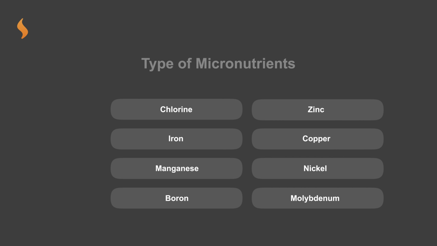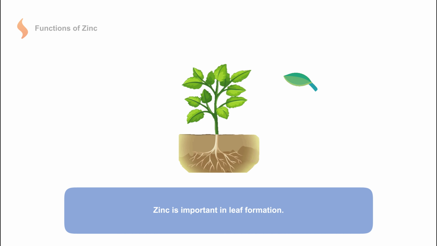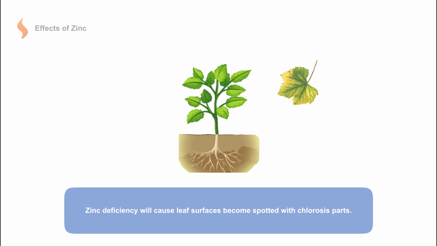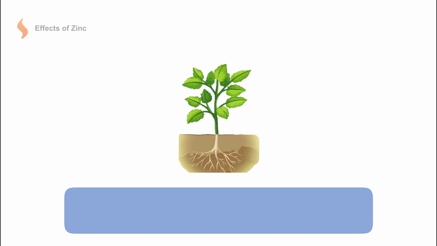Now, let's look into the type of zinc. Zinc is important in leaf formation. It is also involved in the synthesis of auxin. Zinc works as a cofactor in carbohydrate metabolism. Zinc deficiency will cause leaf surfaces to become spotted with chlorosis parts. It will also cause stunted growth.